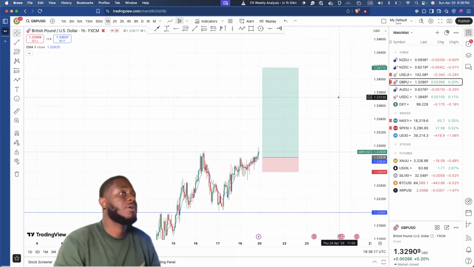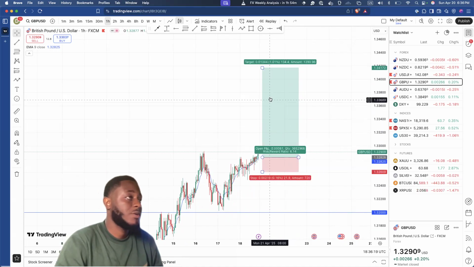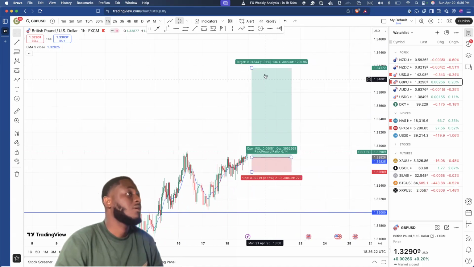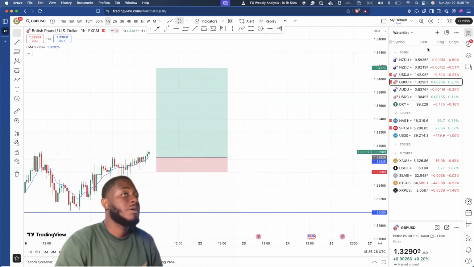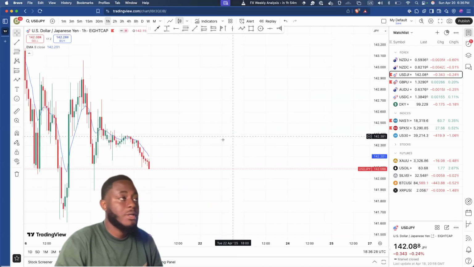Not for today, but for the week. I'll probably hold it straight for the entire week and see how it plays out. Hopefully it gets to my TP and then I'll close for the week. Yeah. And then let's go to USD JPY, right?